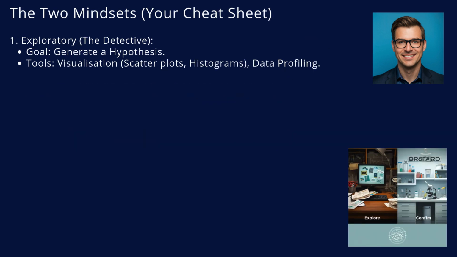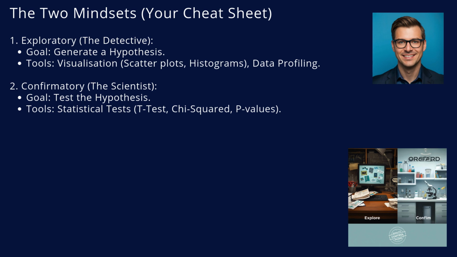You need to operate with two distinct mindsets. First, the exploratory mindset. Think of this as being a detective. Your goal is to generate a hypothesis. Your tools are visualization, like scatter plots and histograms, and data profiling. Second, the confirmatory mindset. Think of this as being a scientist. Your goal is to test that hypothesis. Your tools are formal statistical tests, like t-tests and p-values.